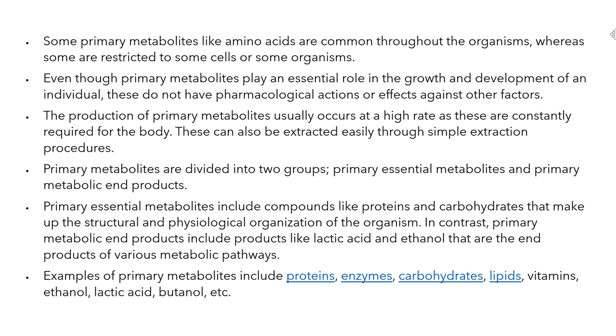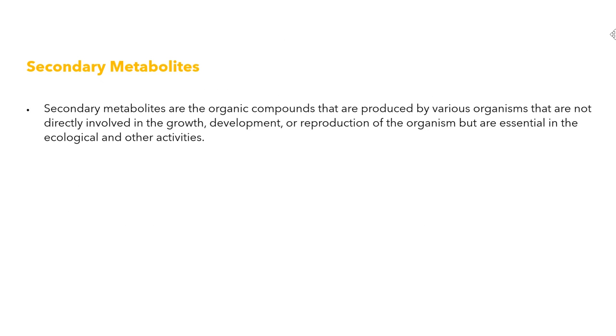Okay, so the second one is secondary metabolite. See, secondary metabolites are the organic compounds that are produced by various organisms that are not directly involved in the growth, development, or reproduction. Firstly, primary metabolites, we saw, are directly involved in the growth, development, and reproduction of the organism. But secondary metabolites are not directly involved, but they are essential in the ecological and other activities.